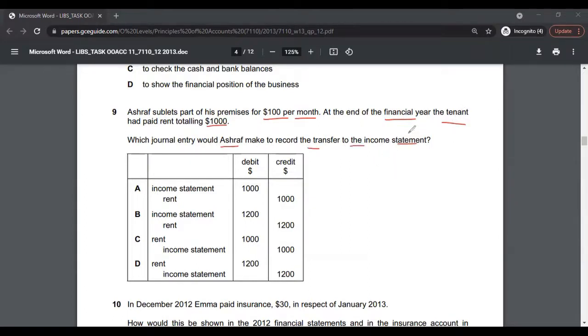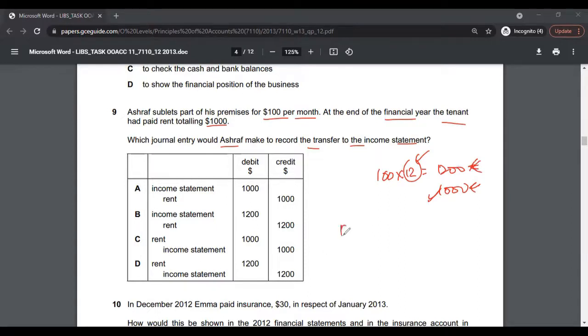So Ashraf is going to transfer this money to the income statement, not $1,000, but that's actually going to be 1,200, because a financial year is for 12 months, not for 10 months. Even though he only received $1,000, we follow accrual accounting, not cash accounting. If we were following cash accounting, then yes, this amount would be correct, but we follow accrual accounting. So Ashraf has to record a transfer of 1,200.